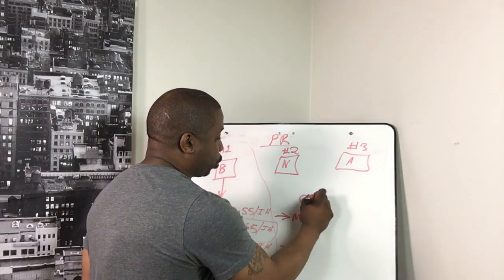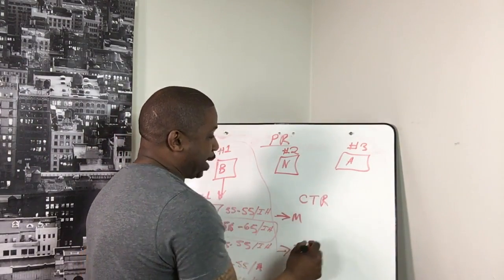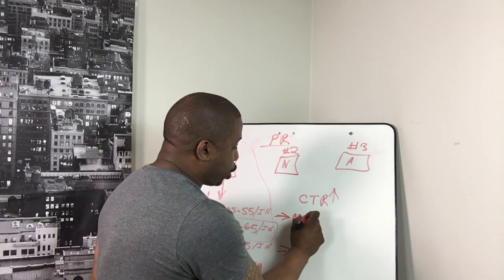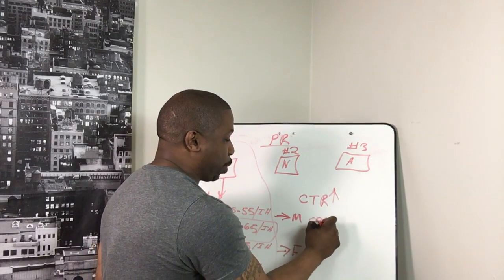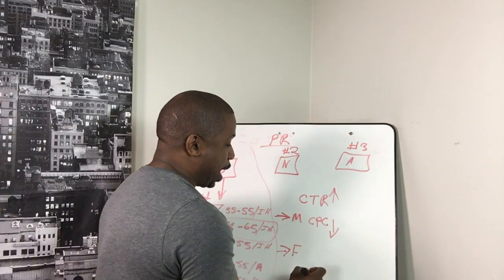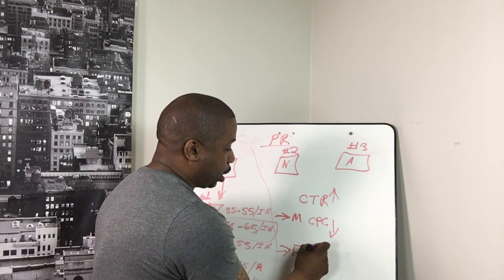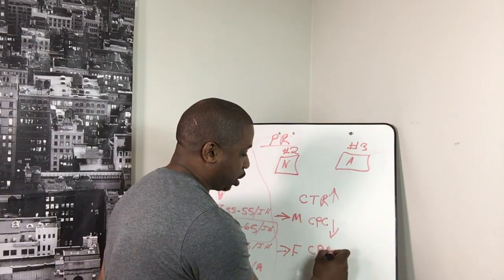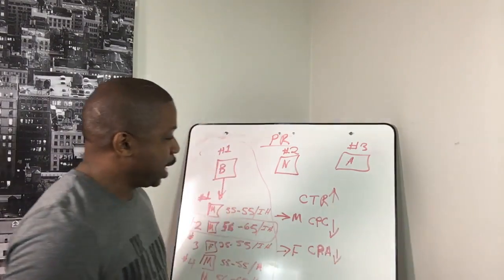The higher your click-through rate is going to be, right? So the higher your click-through rate, the lower your cost per click is going to be, and the cheaper your CPA, your cost per acquisition, will be, okay?